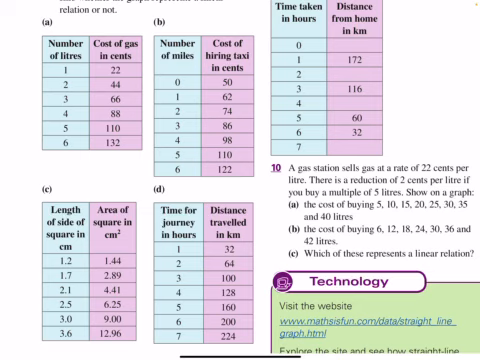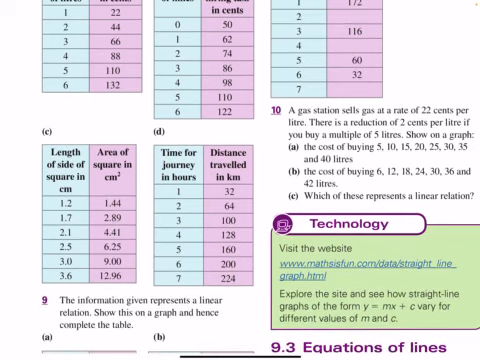B, 50 to 62 is an increase of 12. 62 to 74, 12. 74 to 86, 12. So that's a linear equation. The increase is always the same. It's a linear equation. C and D, the increase changes. So if the increase changes, it is not a linear equation anymore.